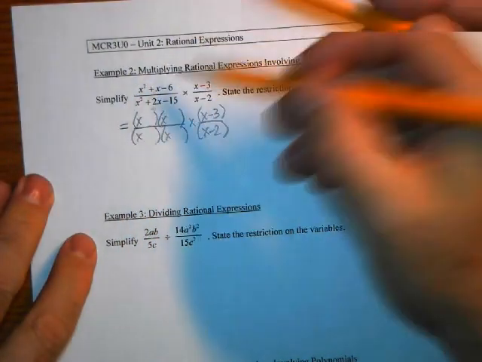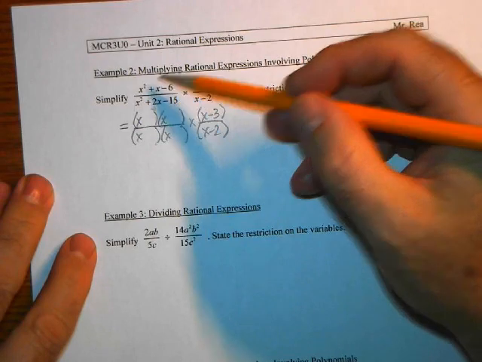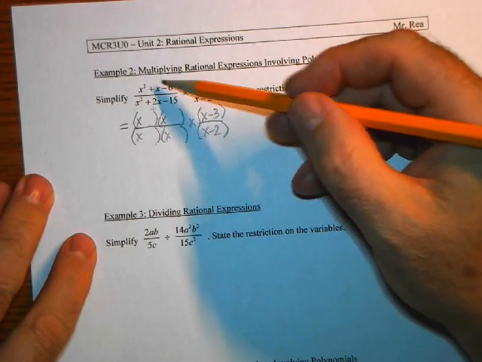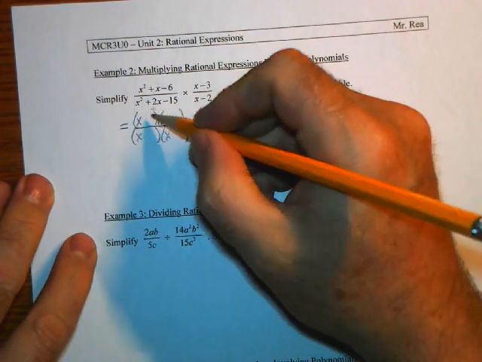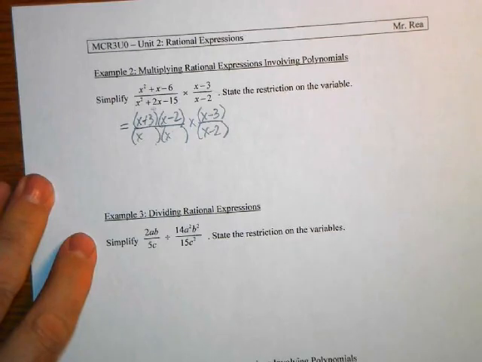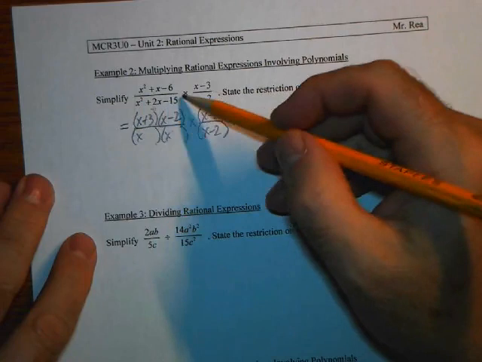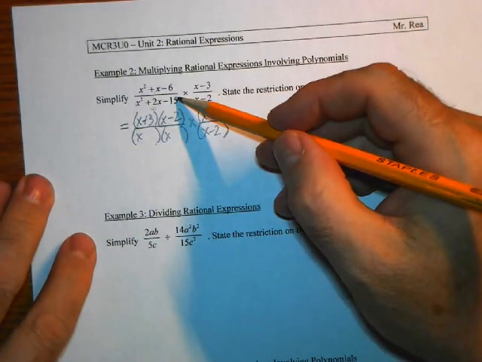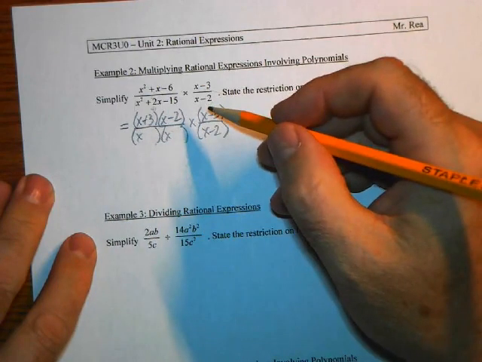I'll talk through it. I'm looking for two numbers that multiply to -6 and add to +1, so I know that's +3, -2. So I've got +3, -2 on the top of my two factors. And then at the bottom I've got two numbers that multiply to -15 and add to +2. That's going to be x plus 5, x minus 3.